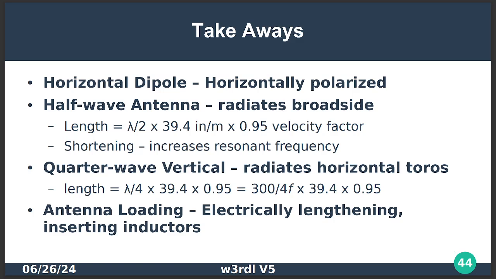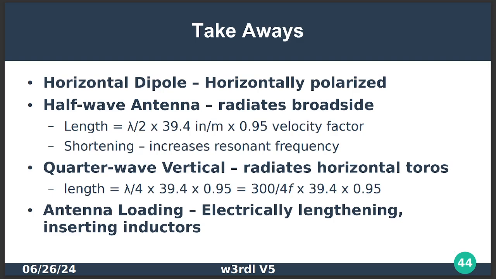So here are your takeaways for this lesson. Horizontal dipole is horizontally polarized. A half-wave antenna radiates broadside to the radiator. Be sure to remember how to calculate the length. Be sure to put in the velocity factor to get your answer closer. Shortening increases resonant frequency, so you make the antenna shorter, frequency goes up.